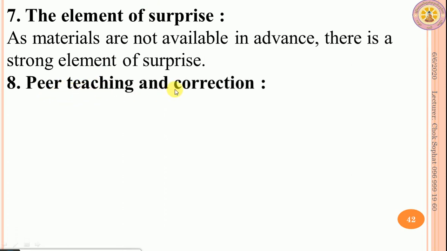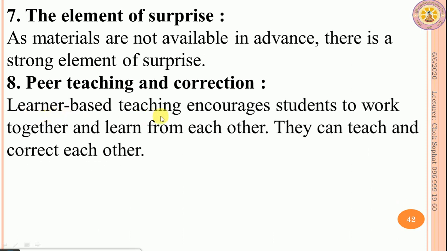Peer teaching and correction. Learner-based teaching is very important because the student can teach themselves and they can teach their classmates and correct their classmates as well, so they can develop more ability in language learning. Learner-based teaching encourages students to work together and learn from each other. They can teach and correct each other.